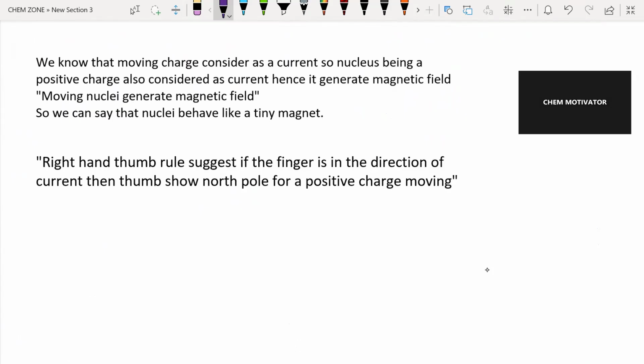Now, when the nucleus moves around its axis or revolves around its axis, it generates a magnetic field like the electron does. इलेक्ट्रॉन के बारे में हमने पढ़ा होता है स्ट्रक्चर ऑफ एटम में, दैट्स व्हाई मैं वहां पे कंपैरिजन करता हुआ चल रहा हूं. So basically moving nuclei generate a magnetic field. Hence we can say that nuclei behave like a tiny magnet.